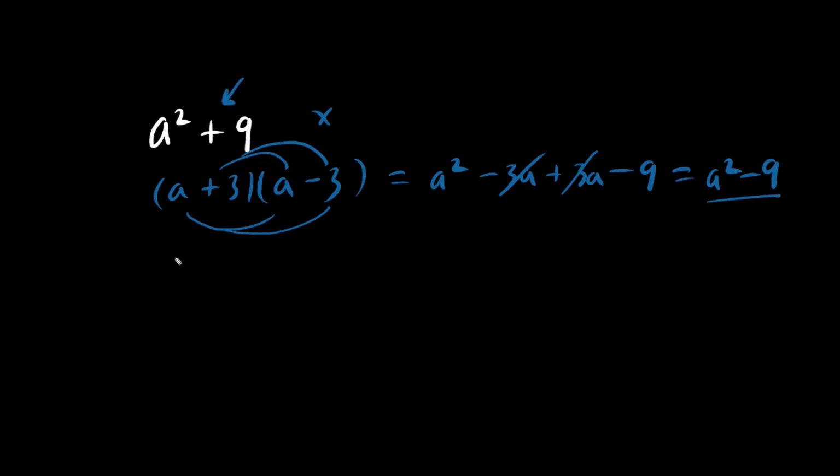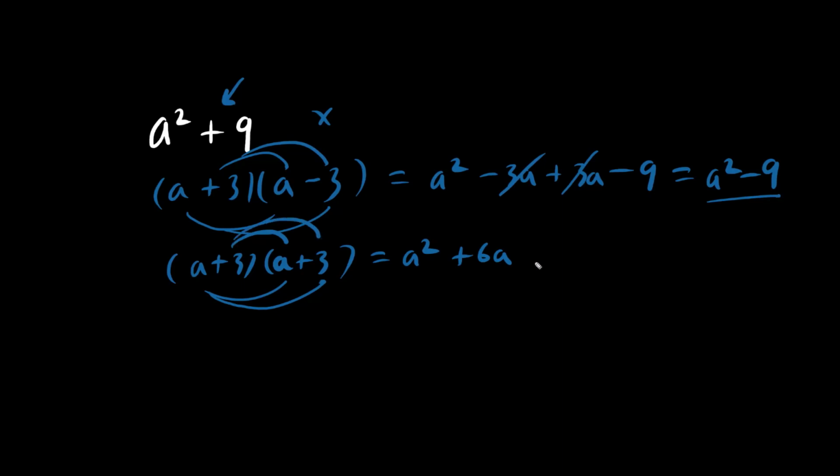Let's try again. a plus 3, a plus 3. We'll expand this out. We have a squared. This is plus 3a plus 3a, which is plus 6a. And we have 3 times 3 is positive 9. So this again is not the same as a squared plus 9.